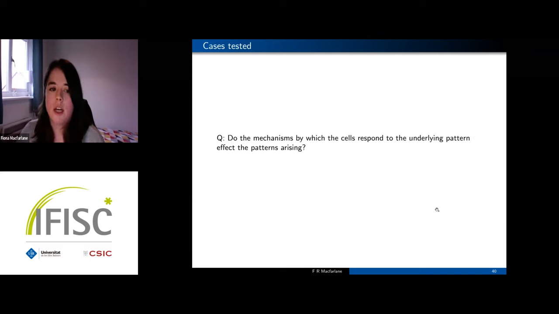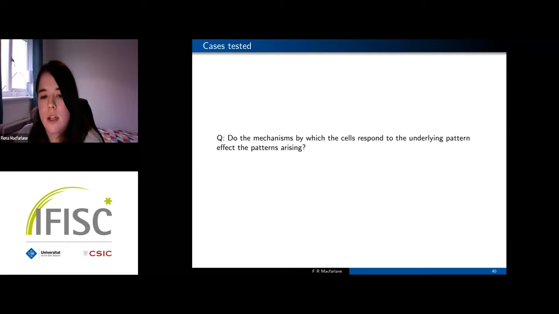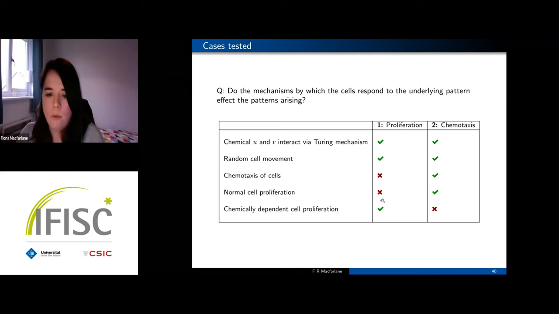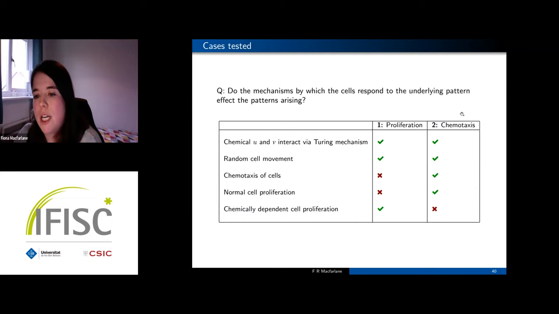So one thing we want to think about is, do the mechanisms by which the cells respond to this pattern affect what type of patterns we see, or the kind of structure of the patterns that we see? So we're going to look at two cases within this scenario. We're going to look at a case where the cells are responding to the chemicals via chemotaxis. So very similar to what we saw in the first example I showed, where the cells are going to be responding to the chemical gradient. And they're going to be responding to a chemical U.